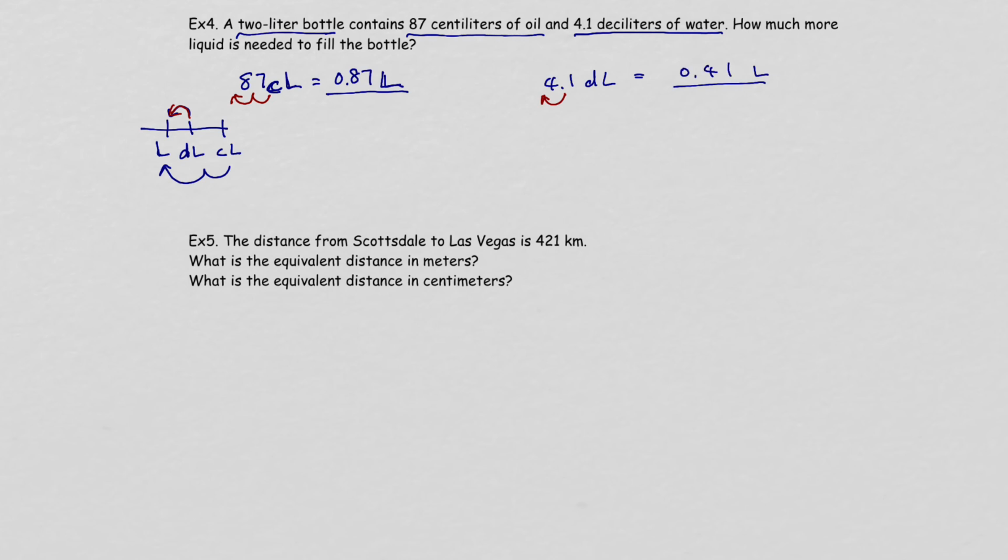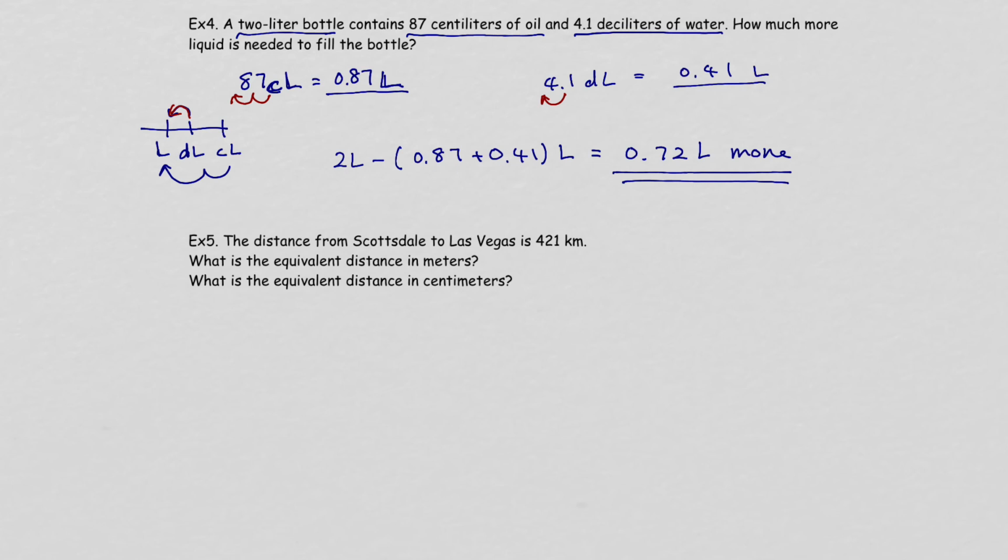And you have 2 liters. You're subtracting those 2 additions. It gives you 0.72 liter more to fill the 2-liter bottle, right?